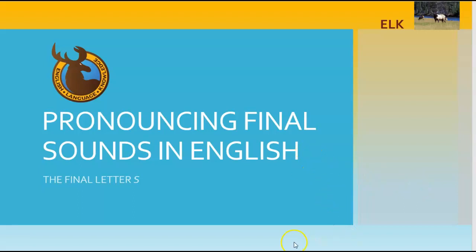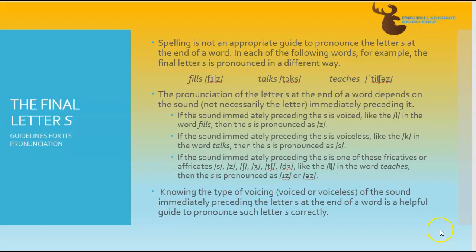Today we're going to talk about the pronunciation of the final letter S. Spelling is not an appropriate guide to pronounce the letter S at the end of a word. For example, in the words that follow, the letter S is pronounced in a different way. Okay? In all cases, the words end in an S, but the pronunciation of such S is different in each word. Okay, here it's like a Z, here it's S, and here is S. Okay, so the spelling is not something that we can trust in these cases.